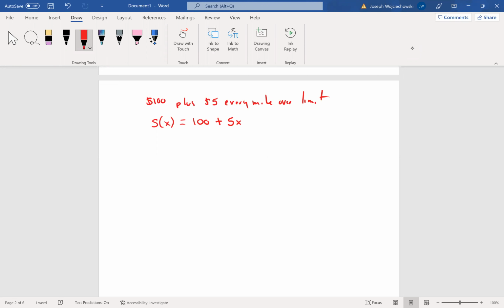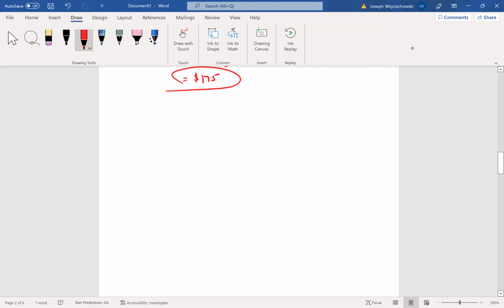Then it says to evaluate S of 15. So S of 15 equals 100 plus 5 times 15, which is 100 plus 75, which is $175. That's simple. So now let's look at cost, revenue, and profit functions.